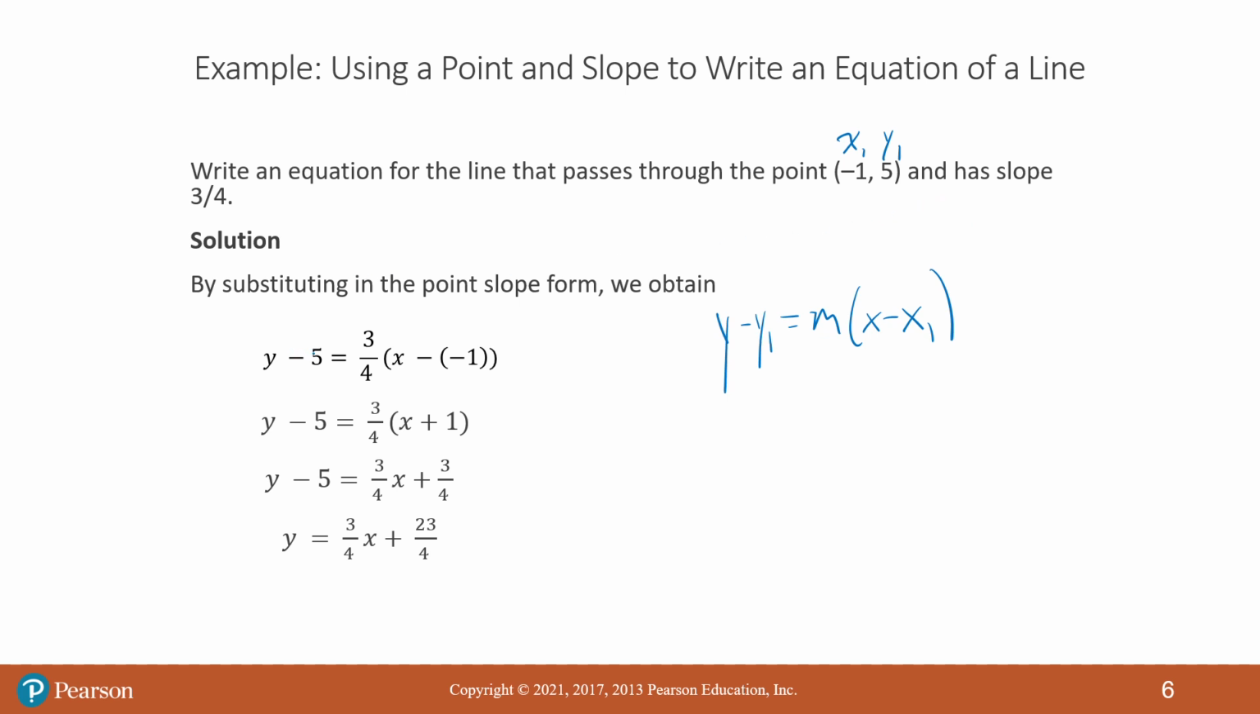Y minus y1 is y minus 5, because our y1 here was 5, equals m, which is our slope, which was given in the problem, 3/4, times x minus x1. Now x1 is -1, so we wind up with minus -1. Now let's simplify this down and solve for y. This is the point-slope form here. Simplified, it is y minus 5 equals 3/4 times x plus 1, because minus a -1 is the same thing as plus 1. So this is the simplified point-slope form.